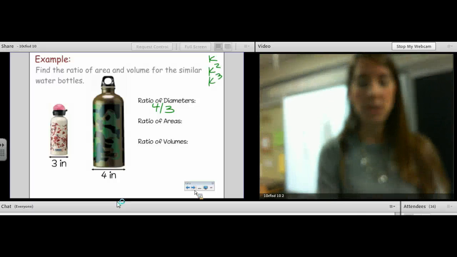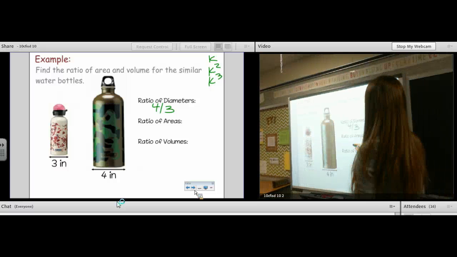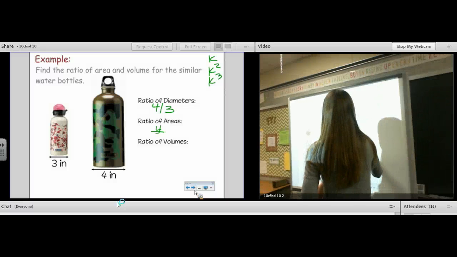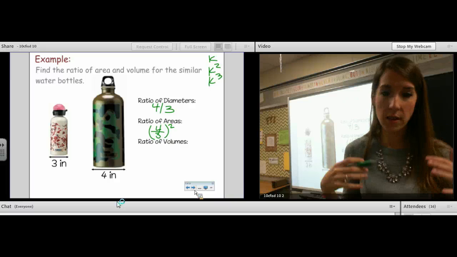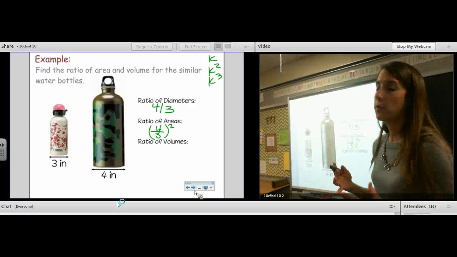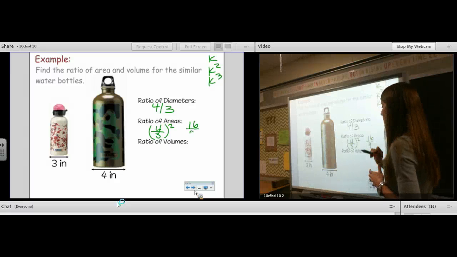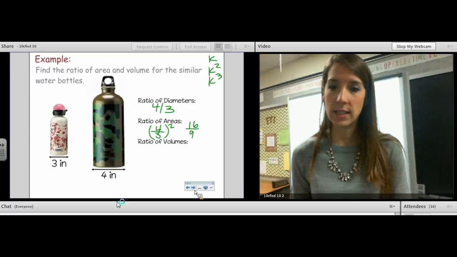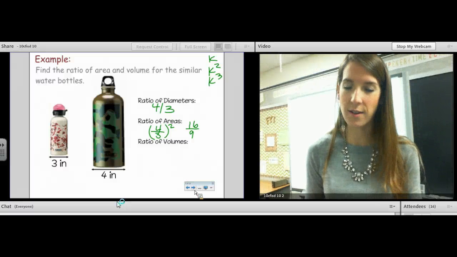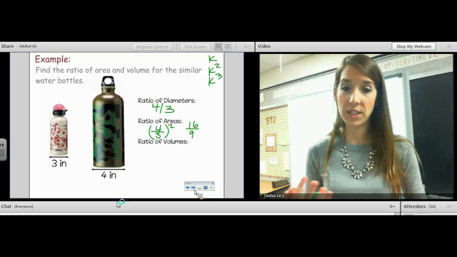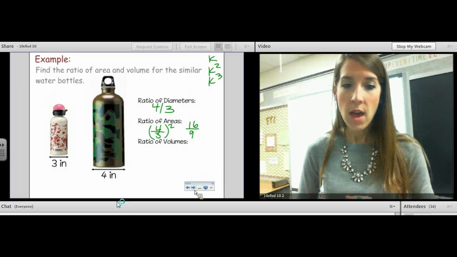Okay. The ratio of the areas. So now all we do, I promise, all we do is we take the scale factor and we square it because area is 2D. And then we just make it prettier. So 4 squared is 16. 3 squared is 9. And then you check and see, can I reduce that? 16 divided by 9, no. So that's our answer. That's the area ratio. And now we do volume.